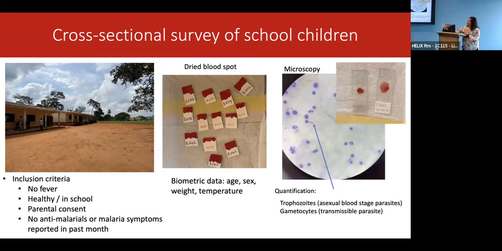So this is what the study looked like. The team in Cameroon went out to schools and included any student, with parental consent, who was healthy with no fever, and did not report using antimalarials or having malaria symptoms within the past month. They collected biometric data as well as dried blood spots and blood for microscopy, to look for parasites and have some measure of quantification of both asexual blood stage parasites and gametocytes, the transmissible parasites.